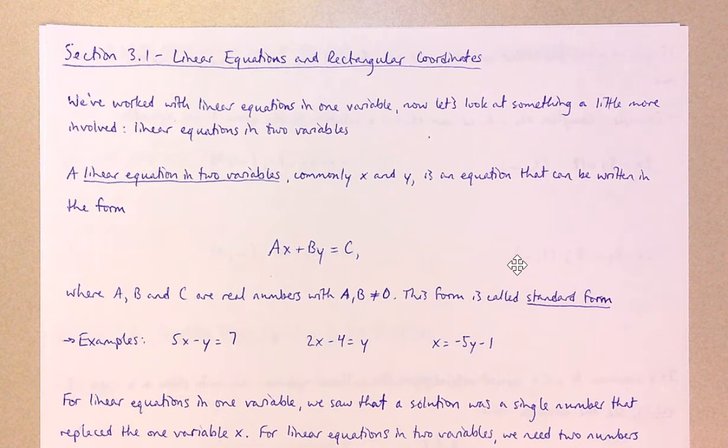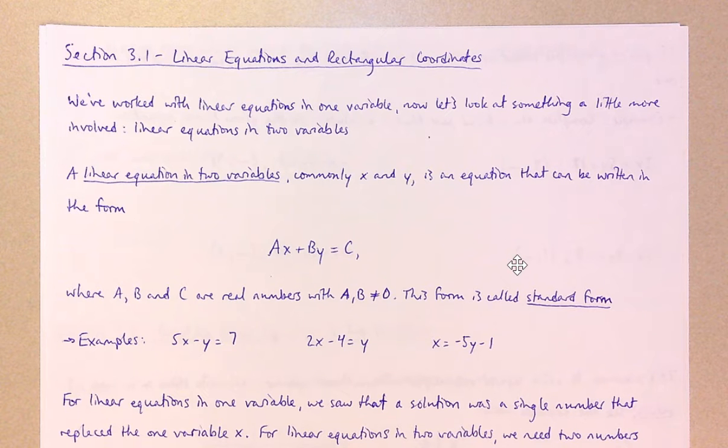So up until now, we've worked with linear equations in one variable. So let's look at something now that's a little bit more involved. Linear equations in two variables. A linear equation in two variables, and commonly we see x and y being used. You don't have to use x and y, but typically that's what we use. So a linear equation in two variables, commonly x and y, is an equation that can be written in the form below. A times x plus b times y is equal to c. A, b, and c are all real numbers.